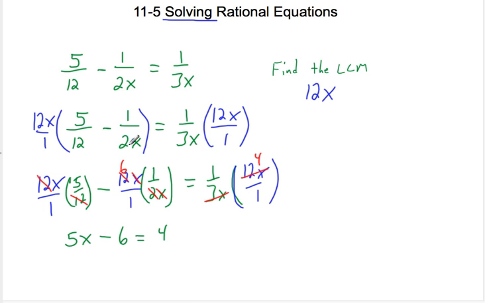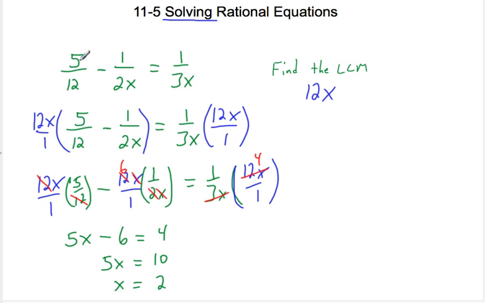So again, to get rid of the fraction, we found the LCM, least common multiple, and multiplied everything by it. So from here, it's pretty simple. When I add 6 to both sides, I get 5x equals 10, and when I divide both sides by 5, I get x equals 2. Naturally, you're going to want to check your answers here.